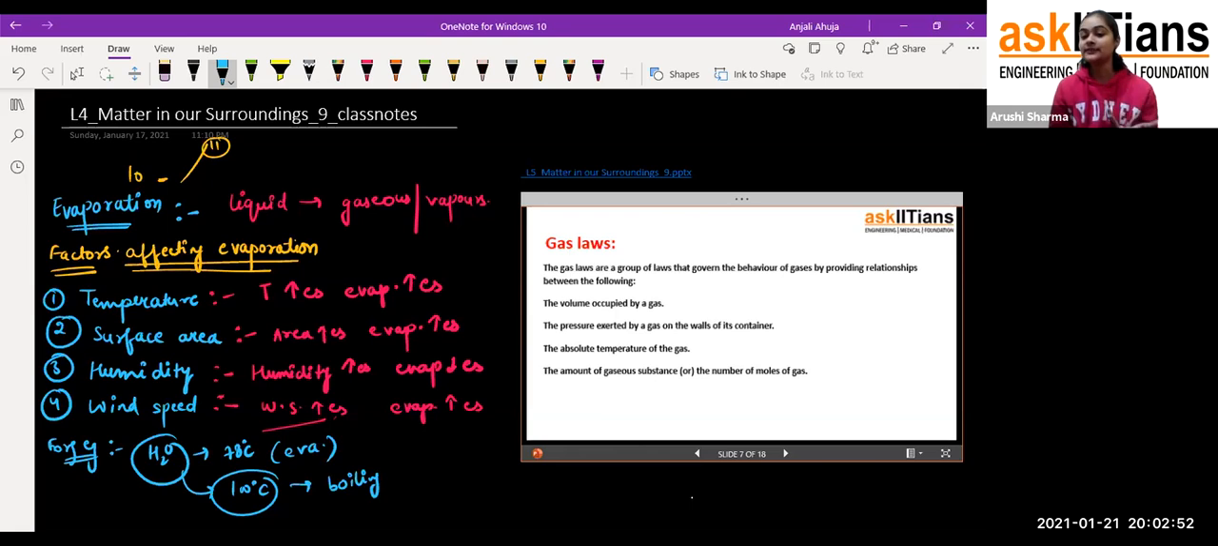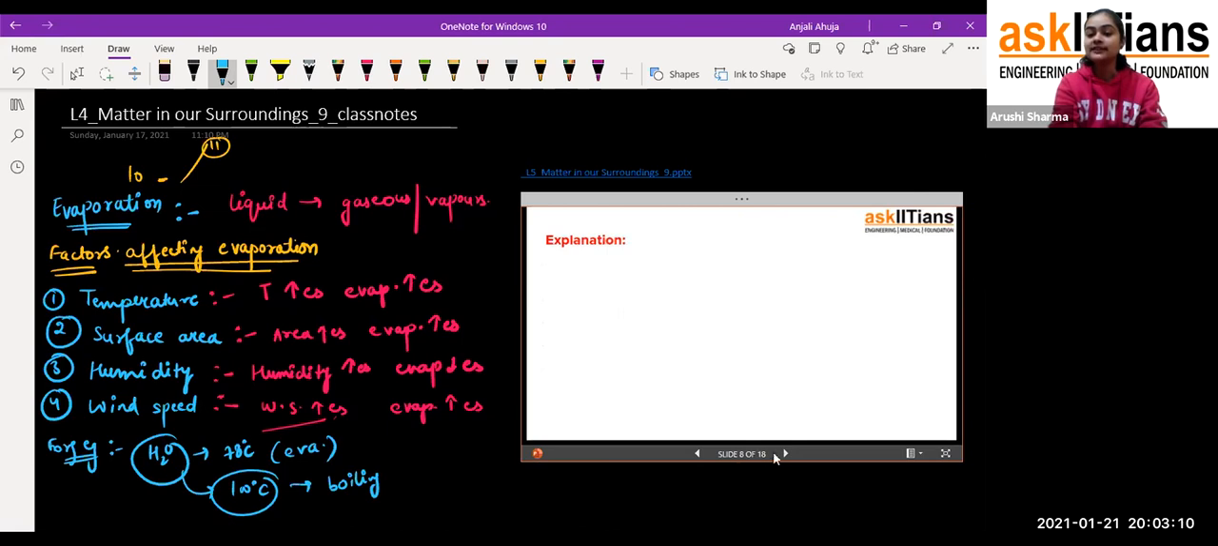Now what are the gas laws, student? We have seen that there is a group of laws which tell about the behavior of gases, the relation between the volume, temperature, pressure, and amount of the gaseous substance. So we are going to study all of these laws right now.